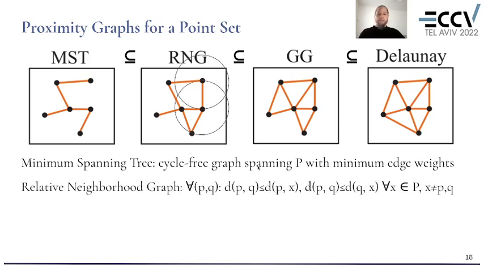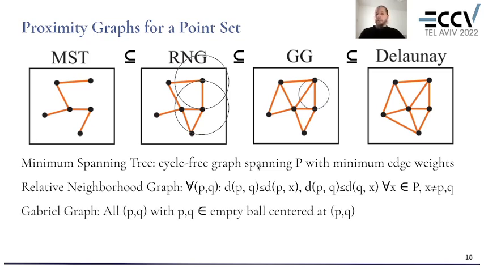Next is the relative neighborhood graph. Here an edge is included if the circles at its two endpoints with the radius of the edge length do not contain any other points, as you can see here. And this is a subgraph of the Gabriel graph. An edge is in the Gabriel graph if the ball centered at the edge is empty of other points. And finally, the Delaunay triangulation has the property that circumcircles of triangles are empty of other points.